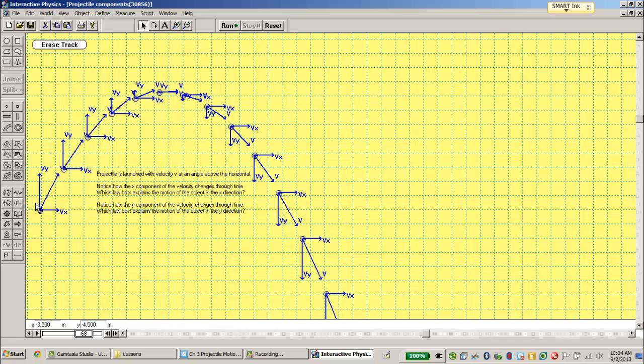The y component, however, is undergoing an acceleration. In this case, it's under free fall, so it's feeling a downward force due to gravity. Therefore, it's going to be decelerating on the way up. The vector is still in the up direction, but the magnitude is reduced. And of course, finally, we get to the top and it goes to 0. As it starts back down, it's going to point in the other direction, and the magnitude will increase.